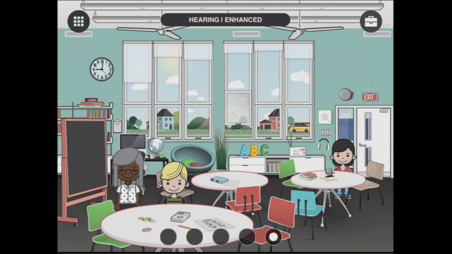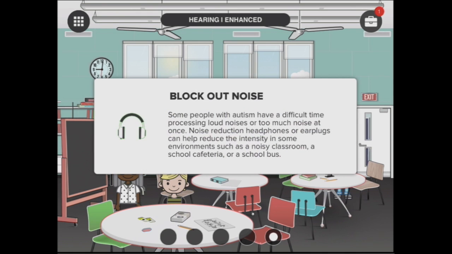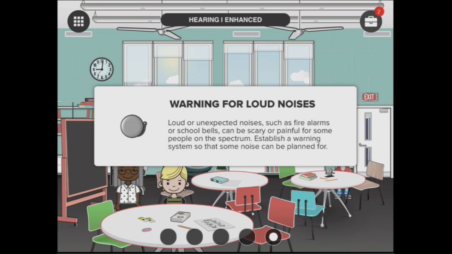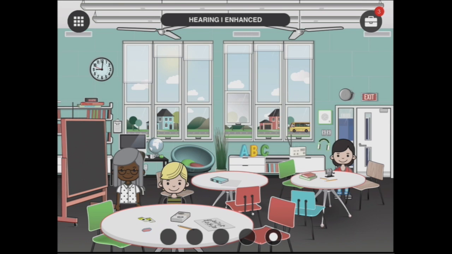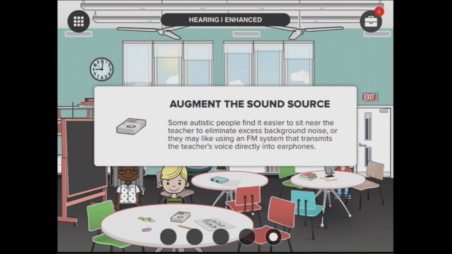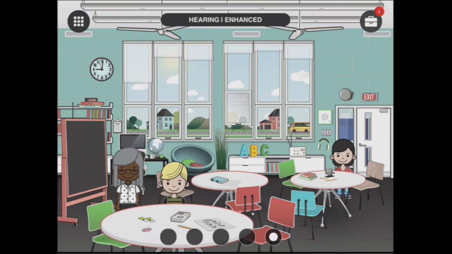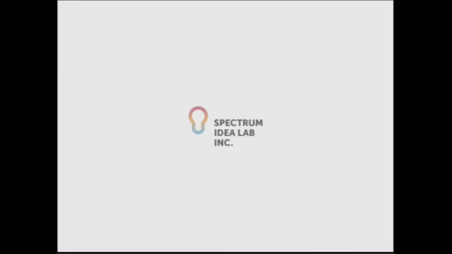Now we can also click a whole heap of things in this scene. So we can try blocking out the noise if that helps. Loud or unexpected noises can be scary or painful for some people on the spectrum. And what else? Or we could try augmenting the sound source. Lots of brilliant ideas here. Let's go and explore through the other senses.